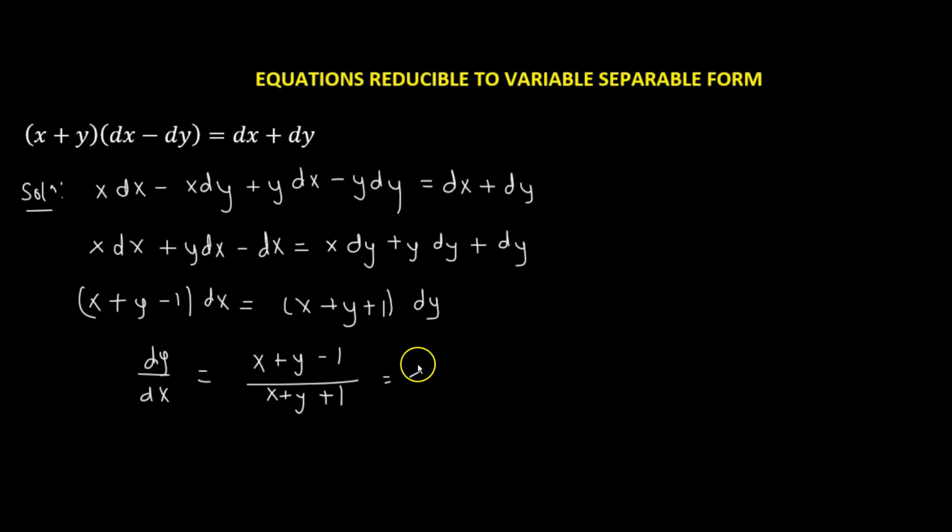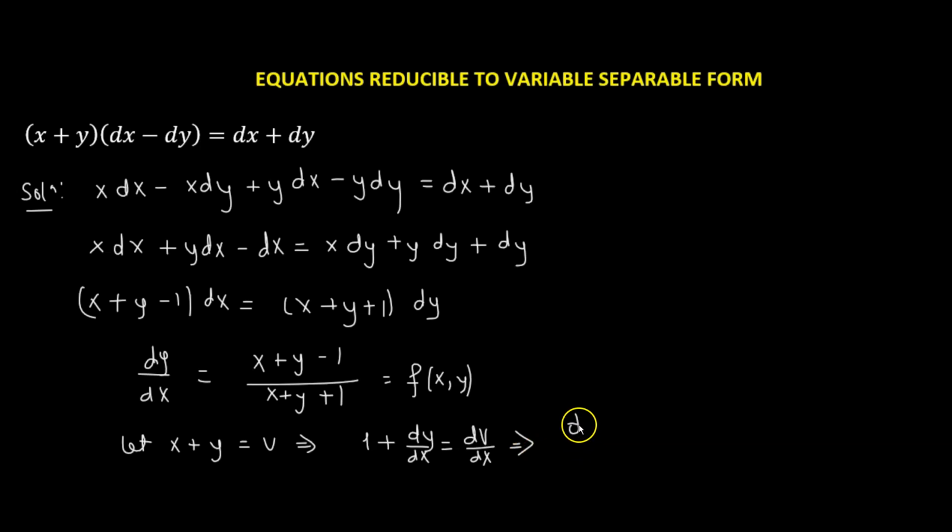Here we see that this is some function of x and y. So what we will do is assume that x + y equals some variable v, such that when we differentiate both sides with respect to x, we have 1 + dy/dx equals dv/dx, and then solving for dy/dx, we get dv/dx - 1. So let's substitute this into our differential equation.